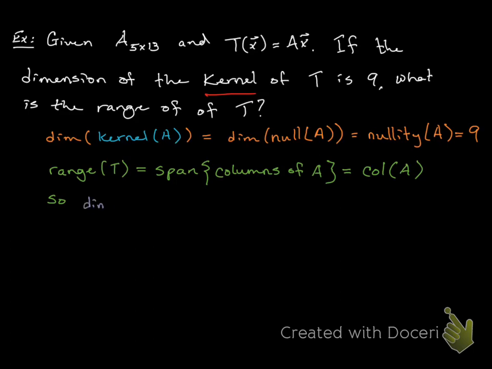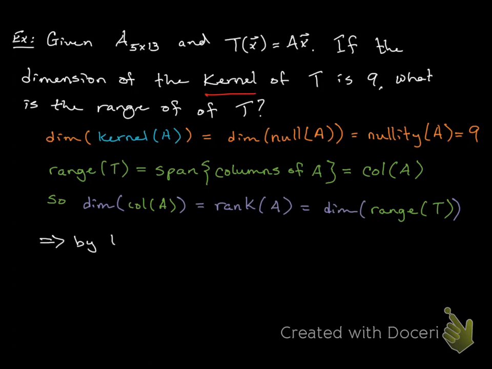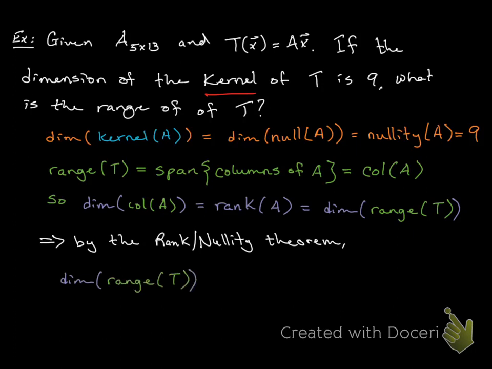So we can determine the dimension of that column space, which is the rank of my matrix A, and that's the dimension of our range. That's what we want from this problem. I know m, the number of columns in my matrix, that's 13. And I know the nullity, so I can find the rank. Therefore, by the rank nullity theorem, the dimension of the range plus the nullity should be m.